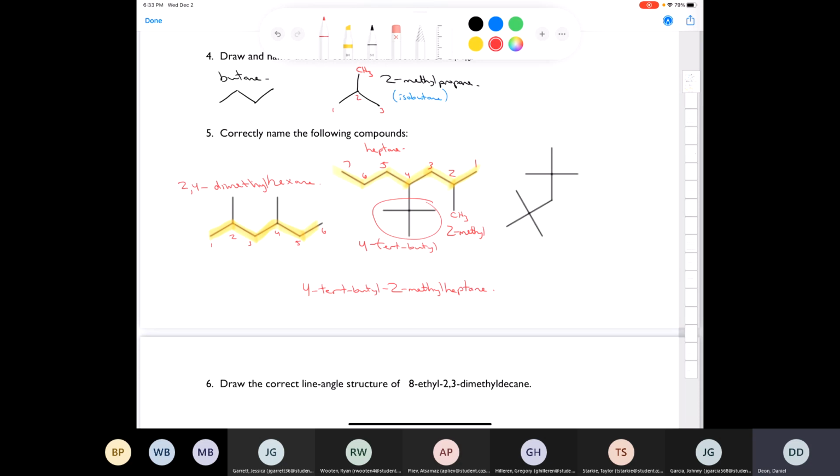All right, let's try the last one. Find the longest carbon chain, which has 1, 2, 3, 4, 5 carbons in it. So this is some kind of pentane, right? 1, 2, 3, 4, 5. We've got 1, 2, 3, 4 methyl groups. So this is a tetramethyl. And it is more correctly 2,2,4,4-tetramethylpentane. Because there's 5 carbons. 2,2,4,4-tetramethylpentane.